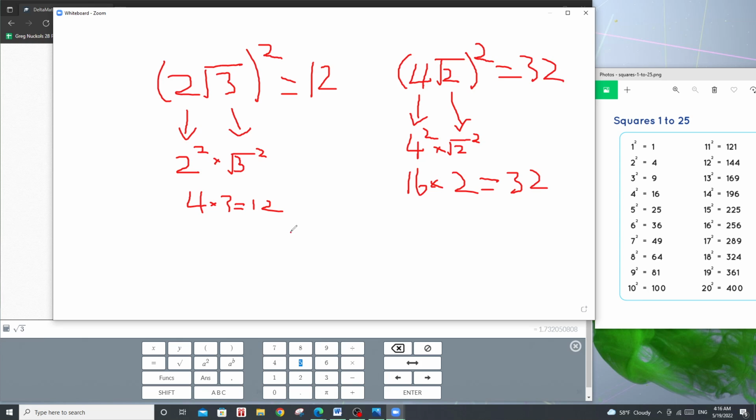I'll do one last example. I'm going to do 3 rad 5 squared. This becomes 9. 3 times 3. This becomes 5. So this is equal to 45. Okay? Hopefully you're familiar with these now. Let's continue to our assignment.